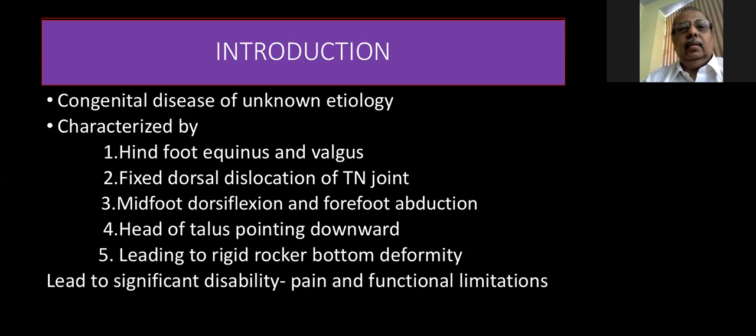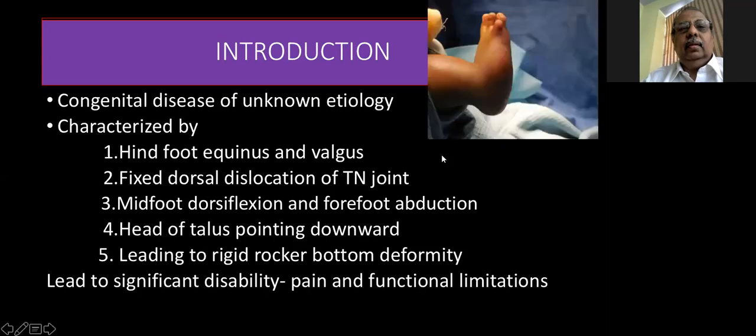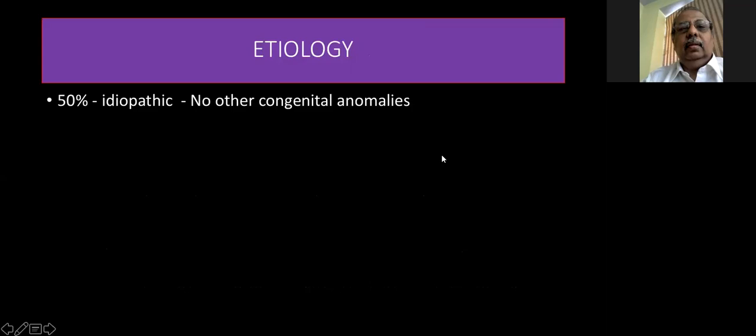Okay. So midfoot, what is happening to the midfoot? There is a dislocation at the midfoot because there is a dislocation at the talonavicular joint. So midfoot dorsiflexes and the forefoot goes into abduction. This leads to a rocker bottom deformity, leading to significant disability and pain and functional limitation. So this is the classical rocker bottom foot.